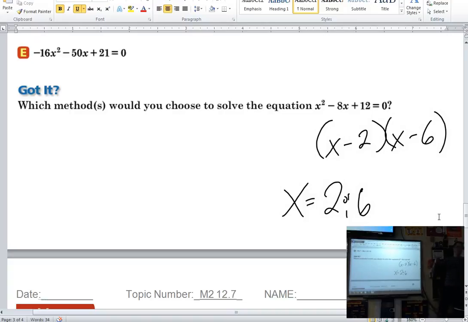Because what will make that 0? This equals 0. For this product to make 0, one of them has to be 0. I get you. All right. Positive 2 makes this 0. Positive 6 makes that 0. Coolio. Thanks.